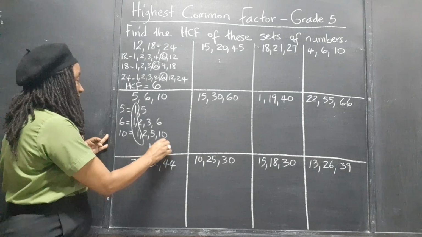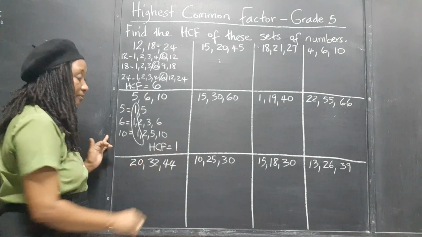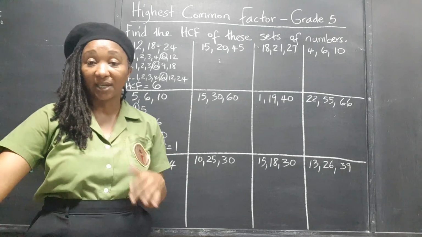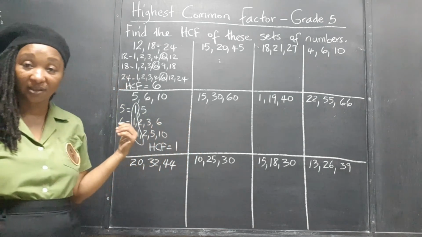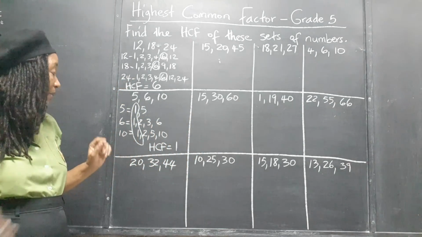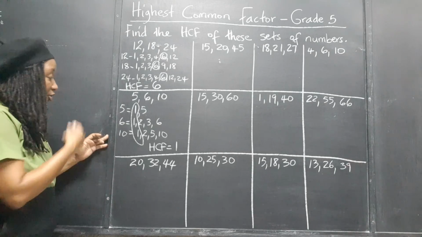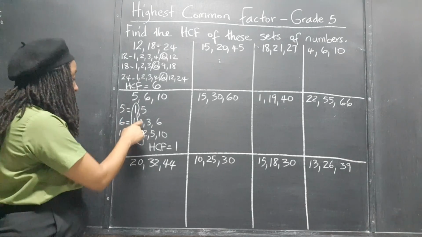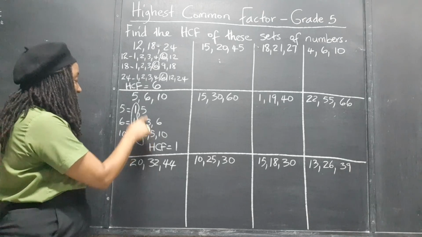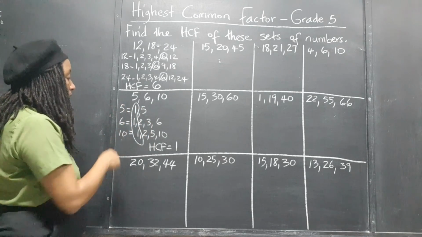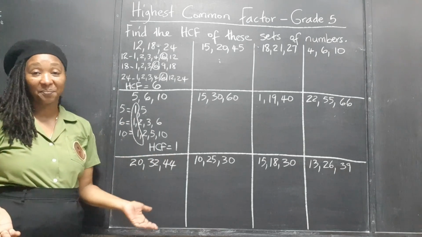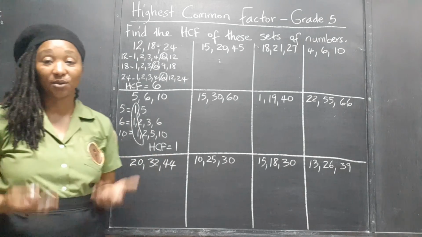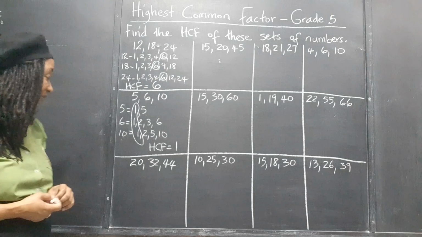As strange as that sounds, the highest common factor for these is 1, because there's nothing else that's common to all three. The 2 is common to these, the 5 is common to these, but only 1 is common to all three. And 1, as strange as it sounds, is the highest common factor.